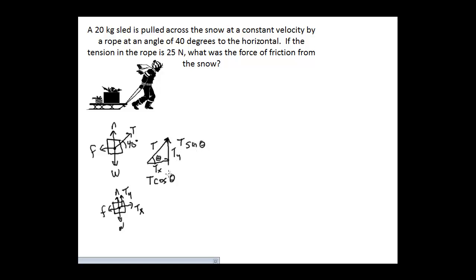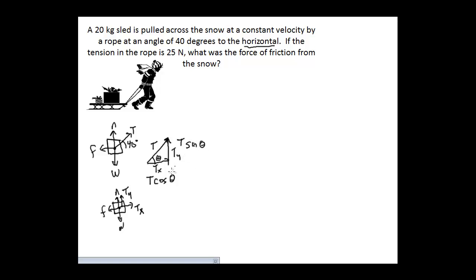And of course x corresponds to cosine in this case because the angle is measured from the horizontal. We'll always be careful: where is our angle being measured from? Is it measured from the vertical or from the horizontal? In this case it was measured from the horizontal.